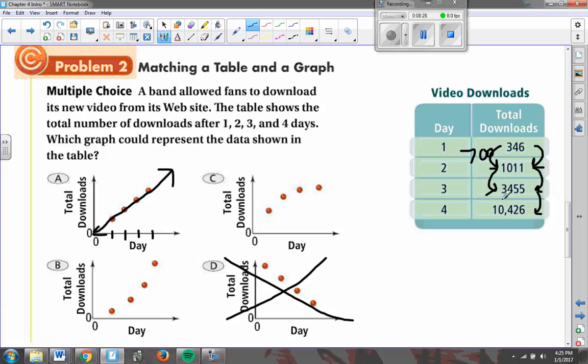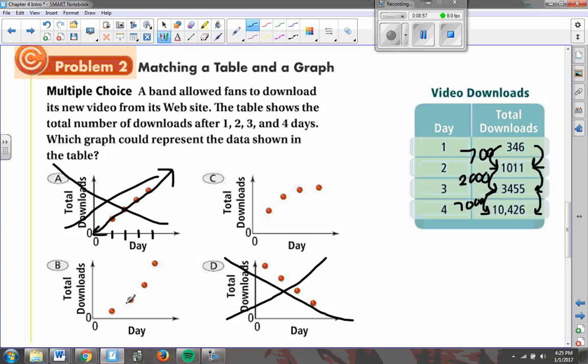But then the next day, look at this jump. We go from 1,000 over to 3,000, so that's like 2,000 downloads that we gained on day 3. The next day we get basically 7,000 on day 4. So we're increasing by more and more each time. So it's definitely not letter A, because it's not going up by the same amount.